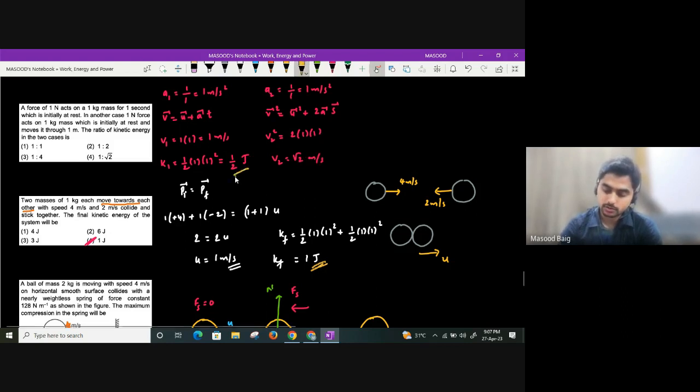Okay. So what will our kinetic energy be, guys? The second kinetic energy, if we are finding it out, will be half into 1 into root 2 square, which turns out to be 1 joule. They're asking us to find the ratio of first kinetic energy to second kinetic energy, which turns out to be half divided by 1, which will be 1:2.